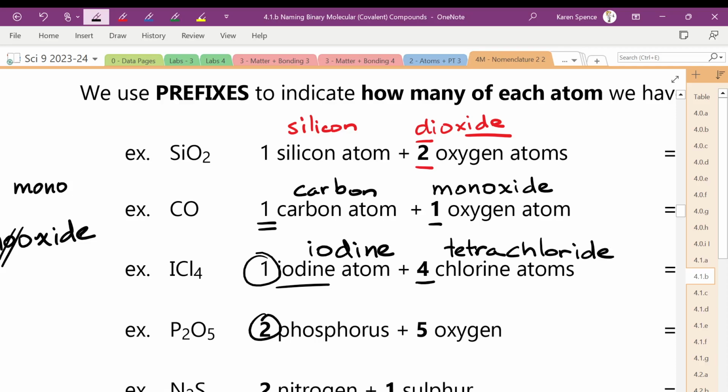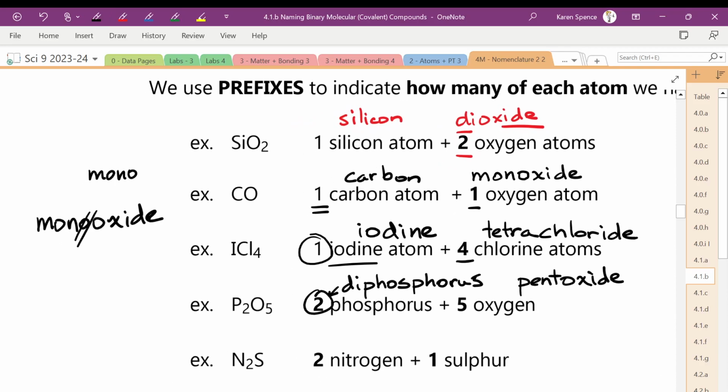2 phosphorus. We have 2 of the first element. Do we use a prefix? Yes. What's the prefix for 2? Di. So we have di. Phosphide? Is it diphosphide? No, the first element does not change the ending, so it's just diphos for us. And then anyone know a prefix for 5? Penta. And again, because it's in front of oxygen, we're just going to call it pent oxide.